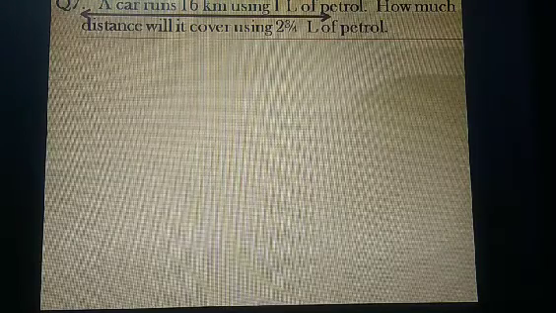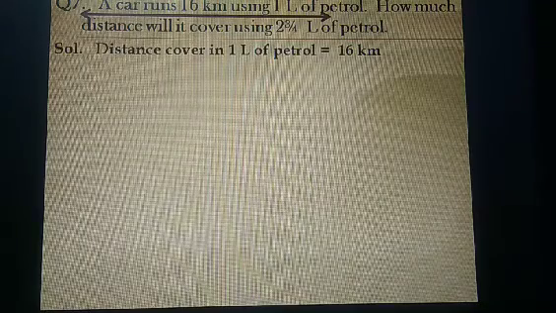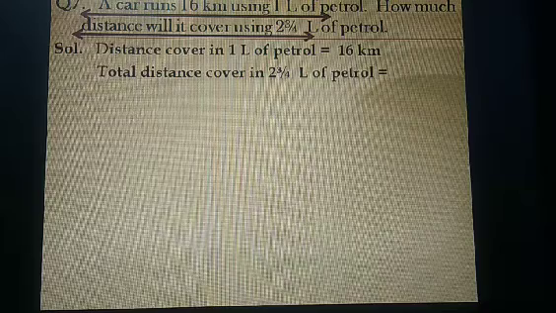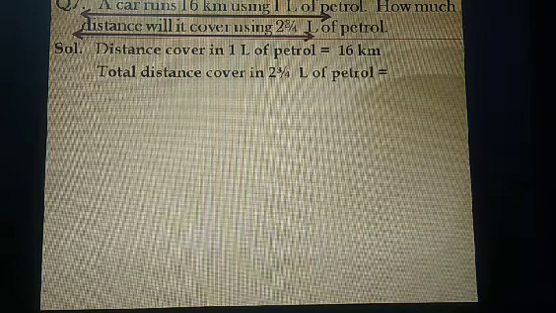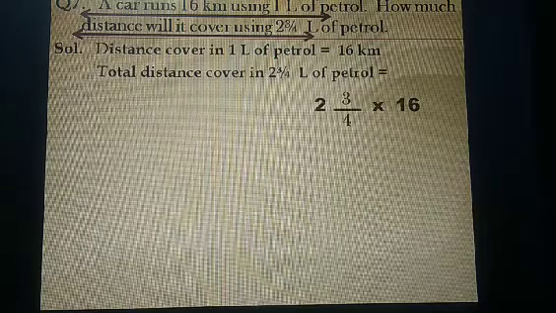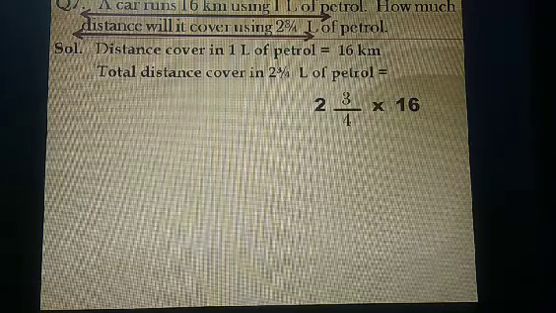Next, a car runs 16 km using 1 liter of petrol. How much distance will it cover using 2 3 by 4 liter of petrol? So, in the first line, it's given the distance covered in 1 liter. And in the next line, you are supposed to find the distance covered in 2 3 by 4 liter. So, if 1 liter covers 16, then in 2 3 by 4, it will cover 2 3 by 4 into 16.